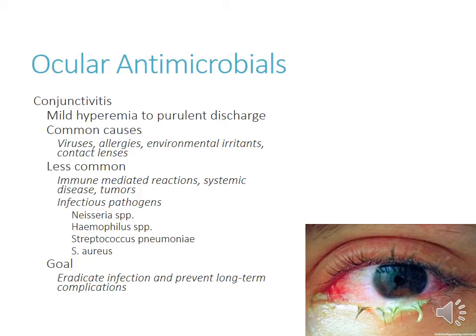If you were to look at which infectious pathogens are most common, you would certainly see things like Neisseria, Haemophilus, which is kind of in decline, strep pneumo, and then potentially even staph, right? So things that are growing on the skin may be potentials for causing infection here. The main goal when we're treating with this is going to be to eradicate the infection and then to prevent any kind of long-term complications, either changes in visual acuity, blindness, things like that from occurring.